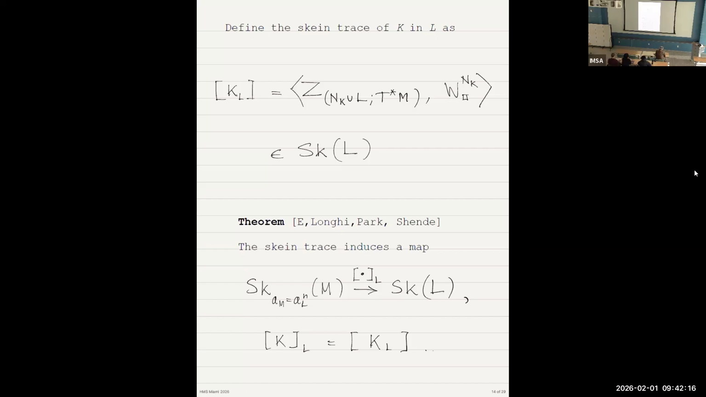So I'm saying that this rule actually gives you a map from the Skein of M to the Skein of L, where you have to fiddle a little bit with the A's. So the A variable of M should be the A variable of L to the power N.